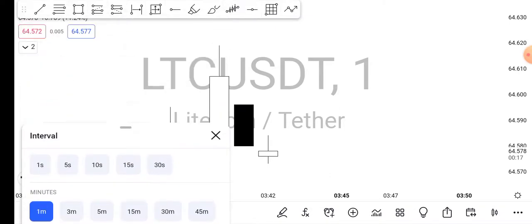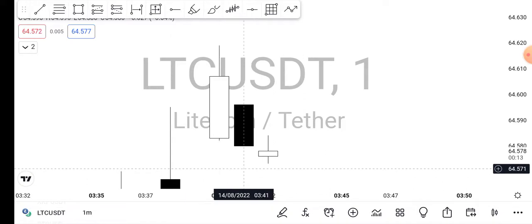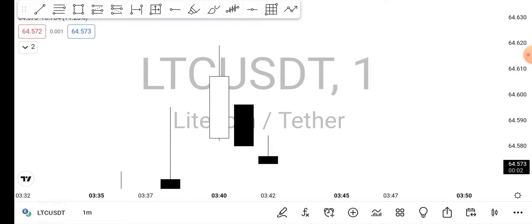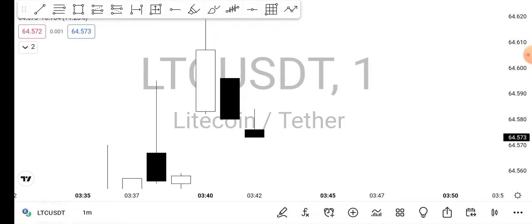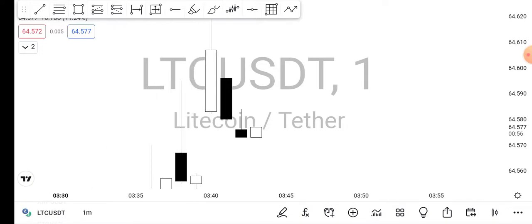For example, I'm on the 1 minute time frame now. Each of these candlesticks is formed within 1 minute. You see, this one was forming, now we have left it. This is the current one forming now. It will go to the next one after 1 minute. Now you see, we have gone to a new candle. So every 1 minute, a new candle will be formed.